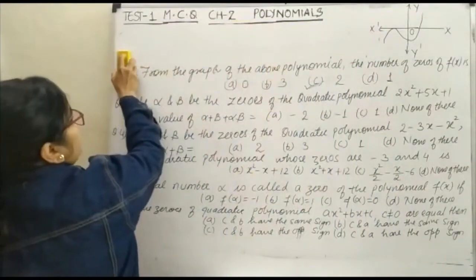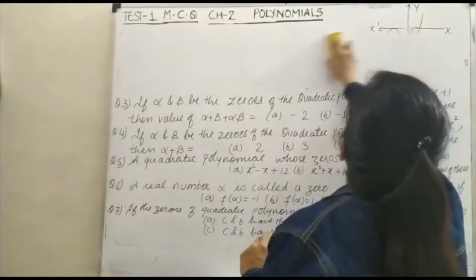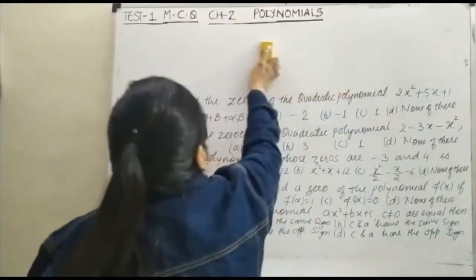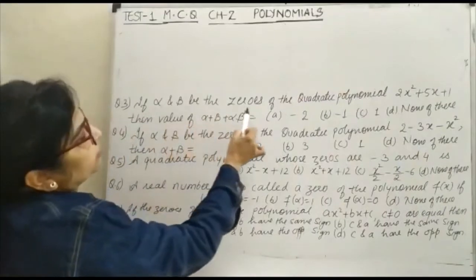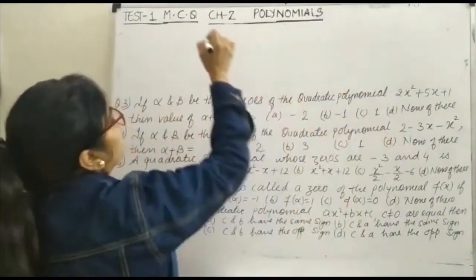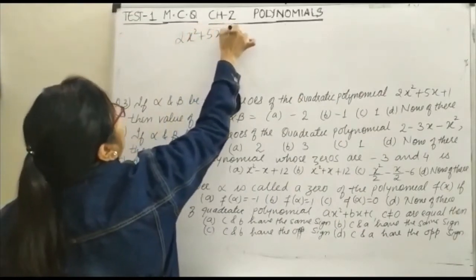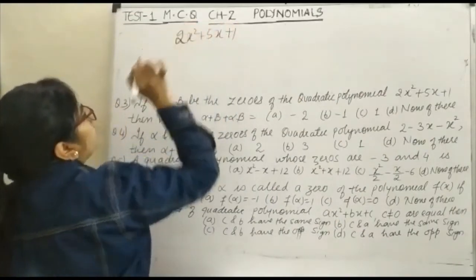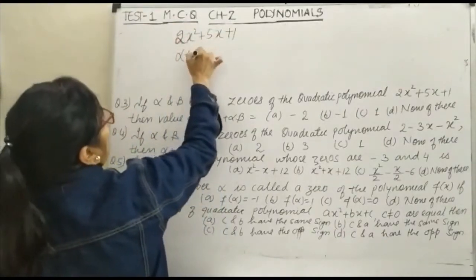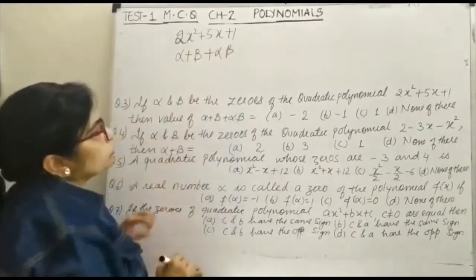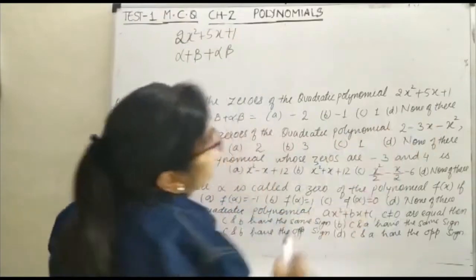I am going to rub this question number 2. You can see here for question number 3 it is said, if alpha and beta are the zeros of the quadratic polynomial 2x square plus 5x plus 1, this is our quadratic polynomial, then the value of alpha plus beta plus alpha beta. The options are -2, -1, 1 and none of these.